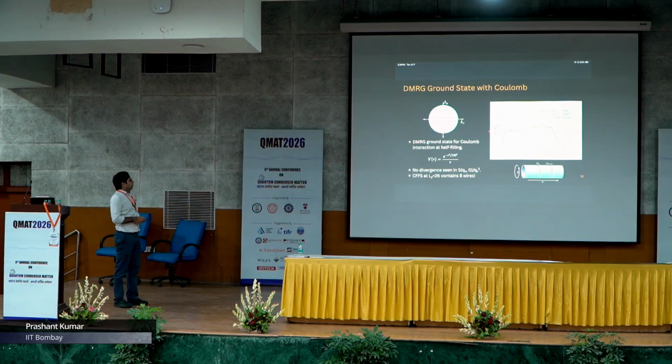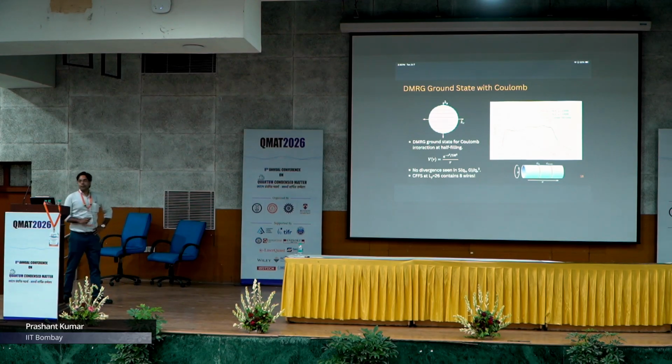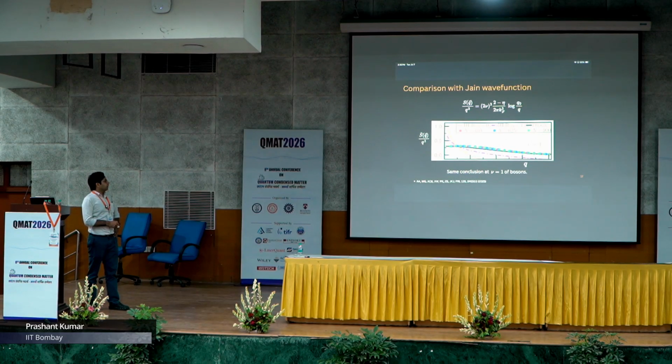And again, I plot the same thing, S of q by q cube versus qx. This is the data, these two lines. And again, the dashed curve is completely disagreeing. It's completely disagreeing with the theoretical prediction. And in fact, it is also saturating to a constant value, just like the Jain wave function.